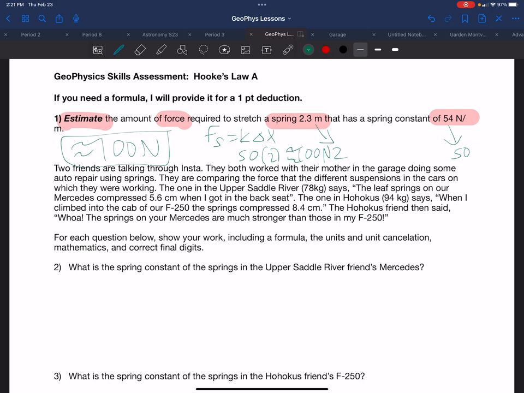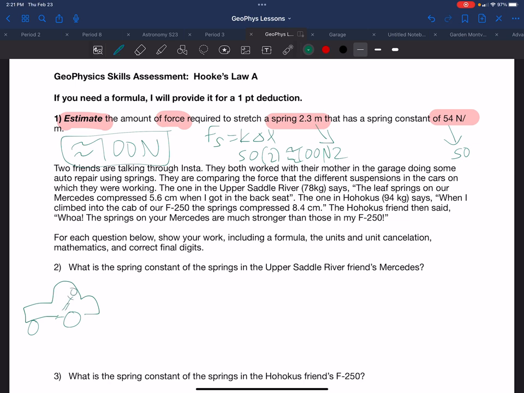And the next problem, we have two friends working on cars with their mothers, doing some work on the suspensions and the springs. And the first question is we want to know the spring constant of the springs in the Upper Saddle River friend's Mercedes. So we could picture a car like so. And there's the rear wheel.